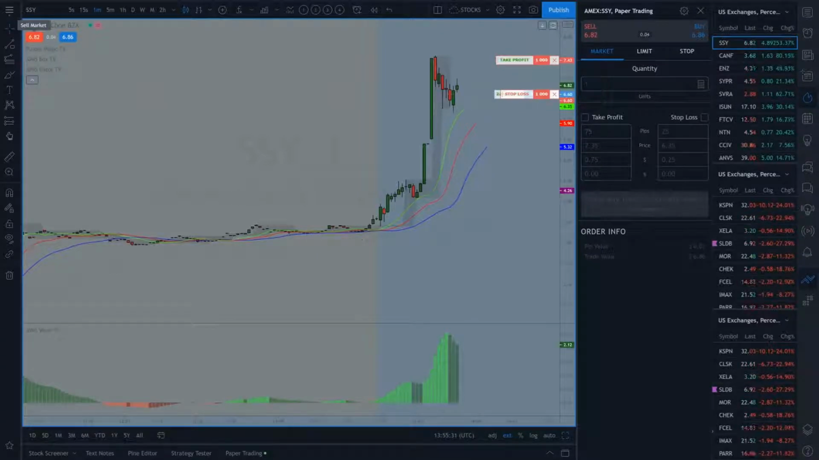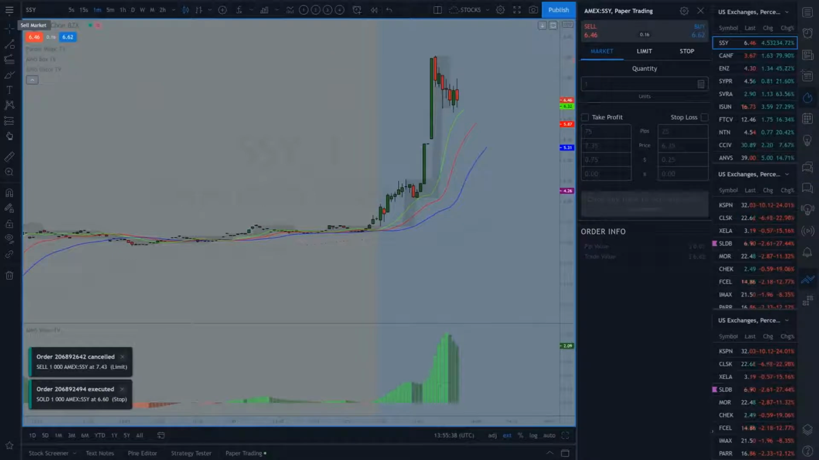I think if you connect your TradingView with TradeStation, then you can take trades like these. Just kick you out, break even. I do this all day long.